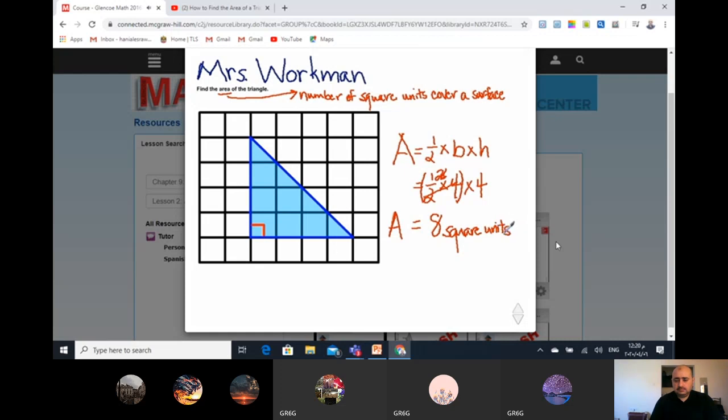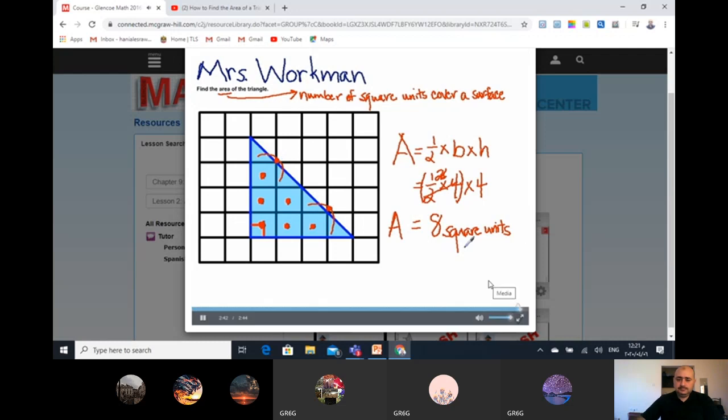Now let's go back to the triangle diagram and look at the grid and see if we can count 8 square units within this triangle. Here's 1, 2, 3, 4, 5, 6. If I put this half with this half, there's 7. And if I match this half with this half, there's 8. There's my 8 square units.